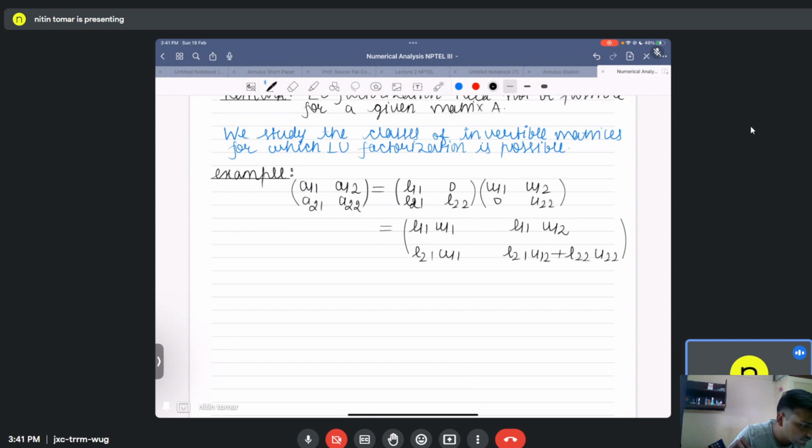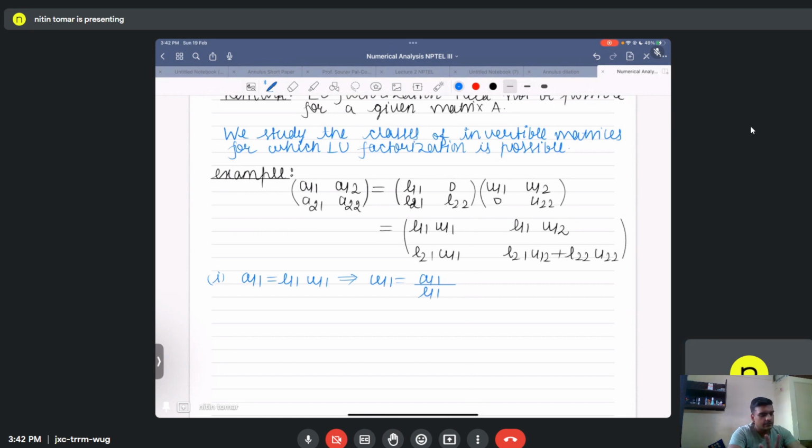Then how can you solve? Equate the terms. Equate the matrix terms. A11 is L11 U11, and A12 equals L11 U12. So this implies U11 is actually A11 over L11, right?